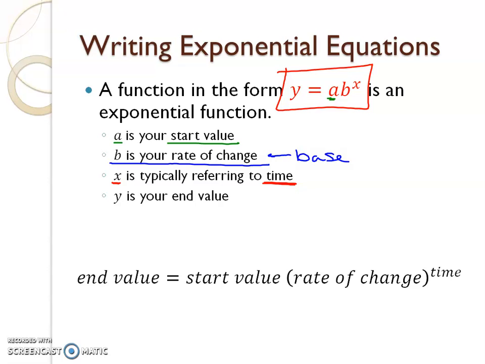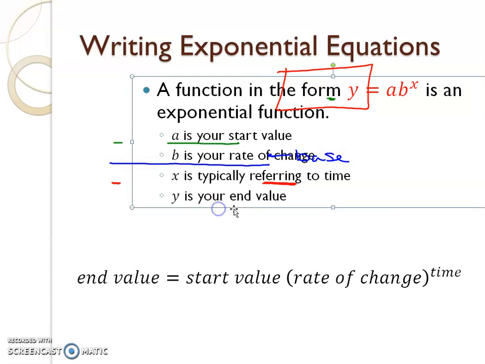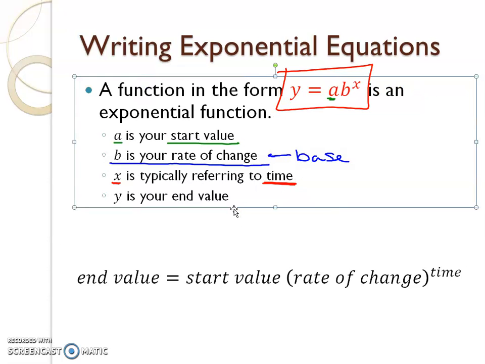And then the last thing, the y, is just our output, and that y is going to end up being our end value. So essentially, the standard form, or what we're going to be looking for in our word problem, is this right here. We're going to be looking for our start value. We're going to be looking for our end value. Is there a time that's given? What is the rate of change?